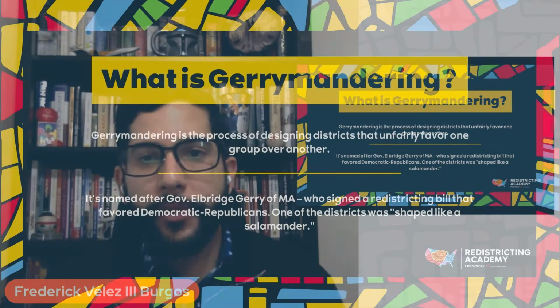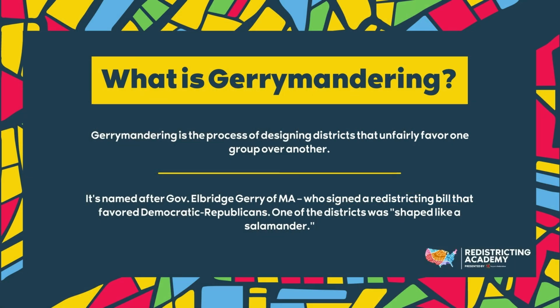Now, we had also mentioned that there are ways that stakeholders can actually design districts that dilute the power of minorities, of communities of interest, or of certain groups. So these tactics are called gerrymandering. And they're literally the process of designing districts that unfairly, and that's very important, that unfairly favor one group over another. And if you're asking yourself, gerrymandering, that's kind of like a very specific term.